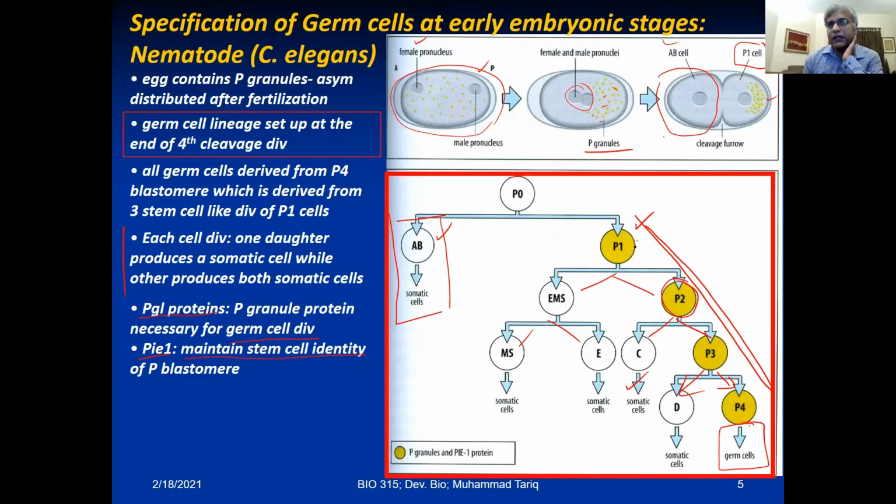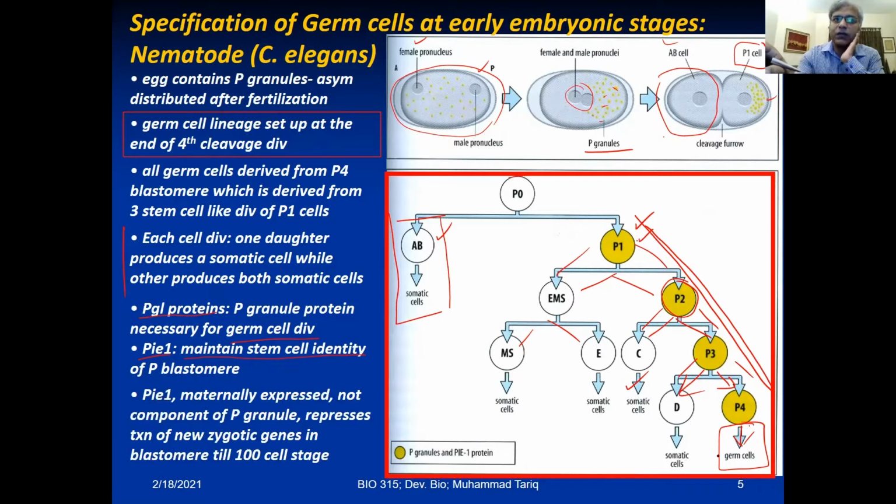So this is a stem cell identity, dividing asymmetrically. Again, here you will have PI1. So asymmetrically dividing, PI1, asymmetrical dividing, and then all the products of P4 are the primordial germ cells, or the ones which are going to contribute to future germ cells. PI1 is maternally expressed, and it's normally not a component of P granules. The job of PI1 is to repress the transcription of zygotic genes till 100 cell stage.